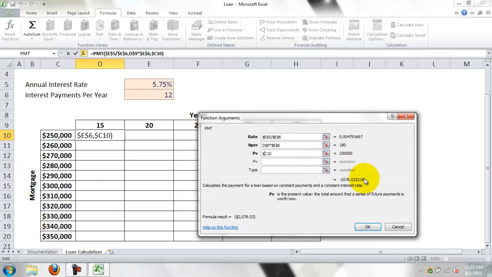So once I'm done here, I still have the same mortgage payment, and that's fine because that's just telling me what's going to be displayed here in cell D10 that I'm working with, a 15-year mortgage for $250,000. So I'm going to click OK.